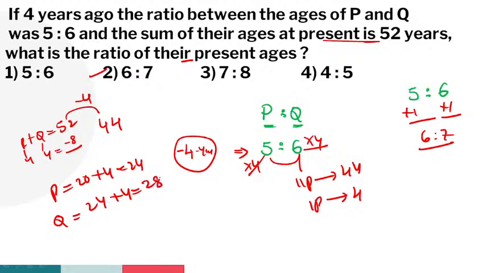4 years ago Q's age was 24 years. Now the present age is how much? 28 years. Let me calculate, guys. Okay, 4 sixes and 4 sevens. So then the answer is 6:7.